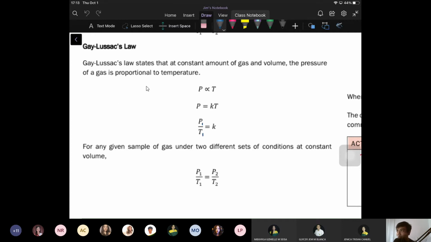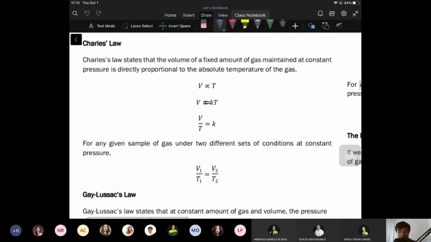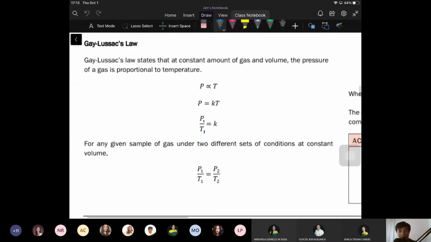So, next one is Gay-Lussac's law. So, what's with Gay-Lussac? The analogy is similar with Charles' law. Actually, medyo magkasama sila nung binuo nila to. Si Charles' law, volume and temperature yung idea niya. Si Gay-Lussac naman, pressure and temperature yung kanyang idea. So, according to Gay-Lussac, if you increase the temperature, the pressure will increase as well.